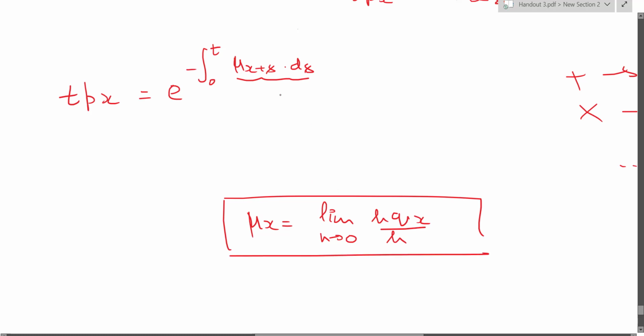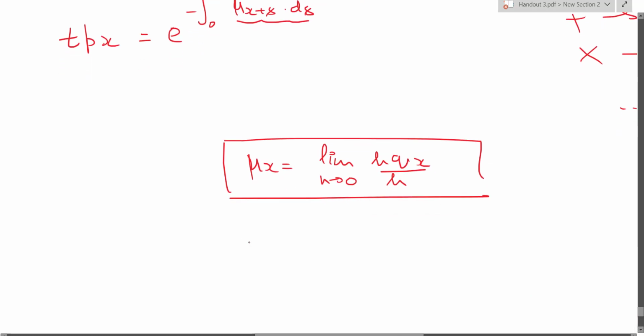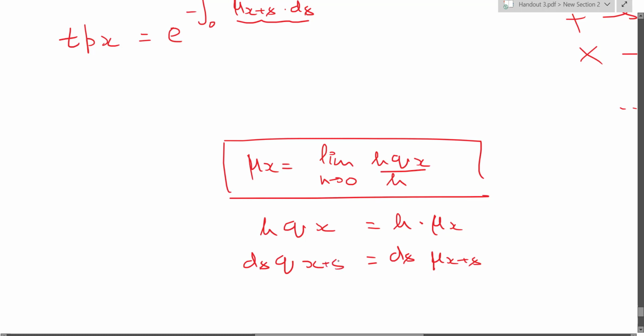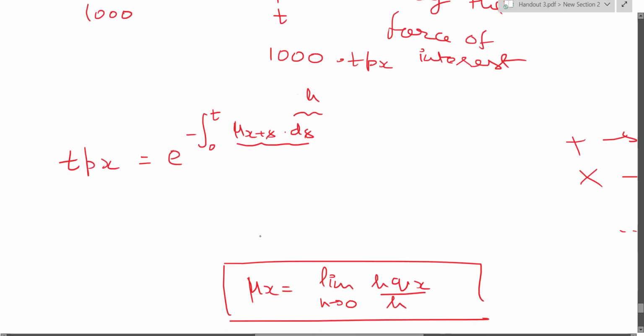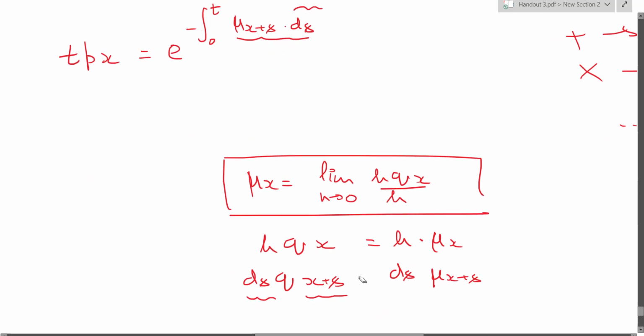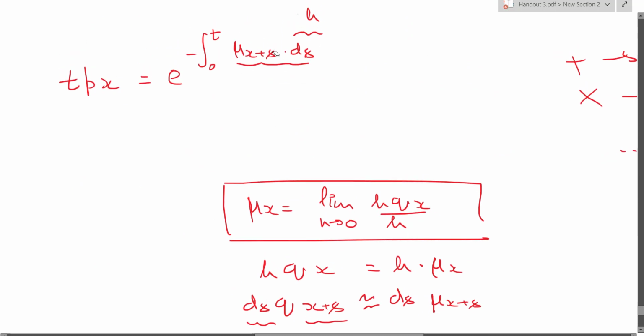Now here ds is a very small period of time which is similar to h, right? So generally I can write hqx, as I've done before, as h times mu x. Similarly, when you have ds times mu x plus s, that can be written as ds q x plus s. That is, a person aged x plus s dies within the next ds years. So both of them are equivalent for small ds.